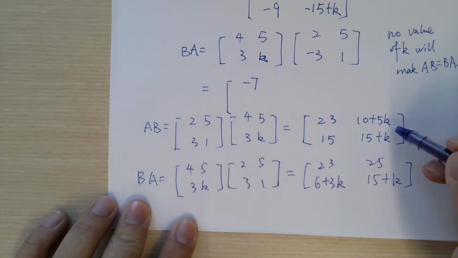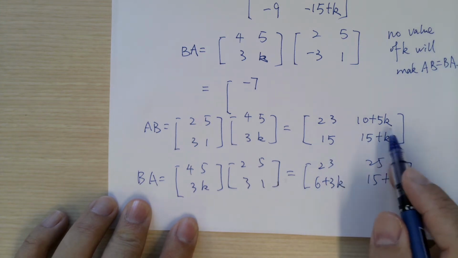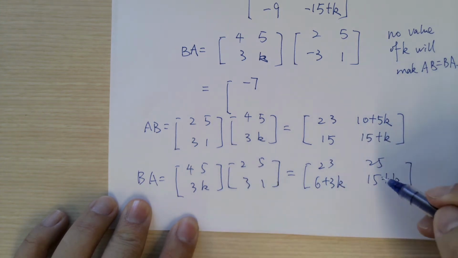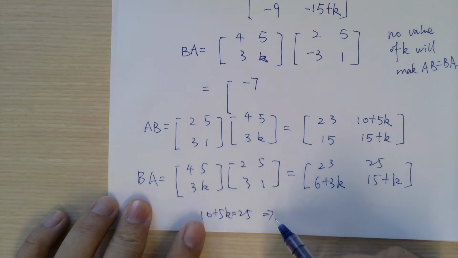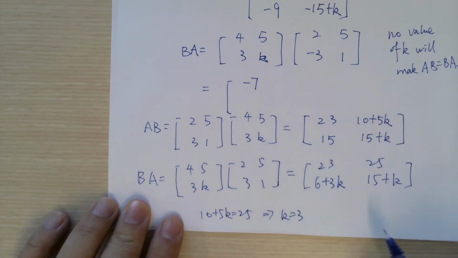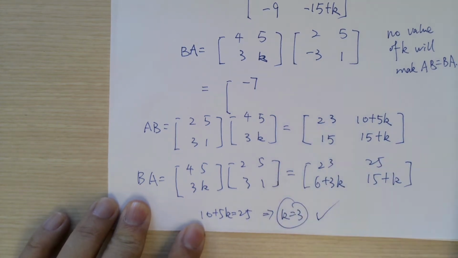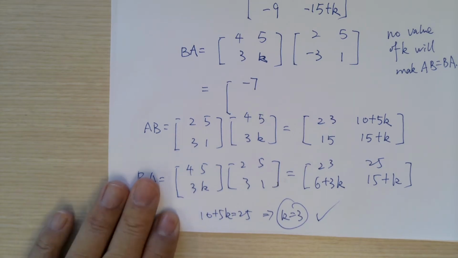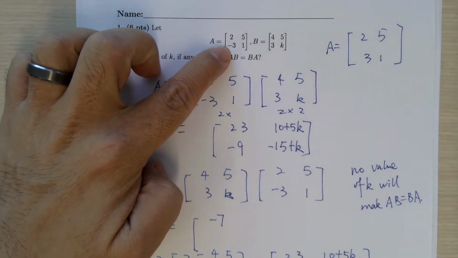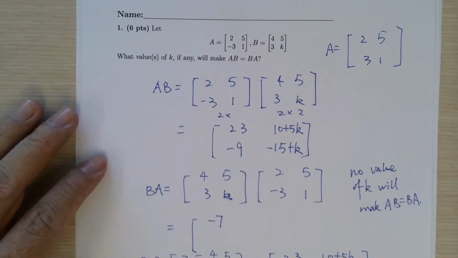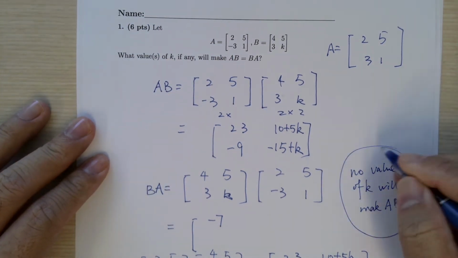Okay, so you see, if we modify this part, noticing that a11 matches b11 and a22 matches b22, the only thing we need to do is let a12 equal b12, that is 10 plus 5k equals 25, so k equals 3. If we plug in k equals 3, you see 6 plus 9 is 15, which is a perfect match. So that's doable. But since AB never equals BA in the original problem, because of this negative here, there are no values.